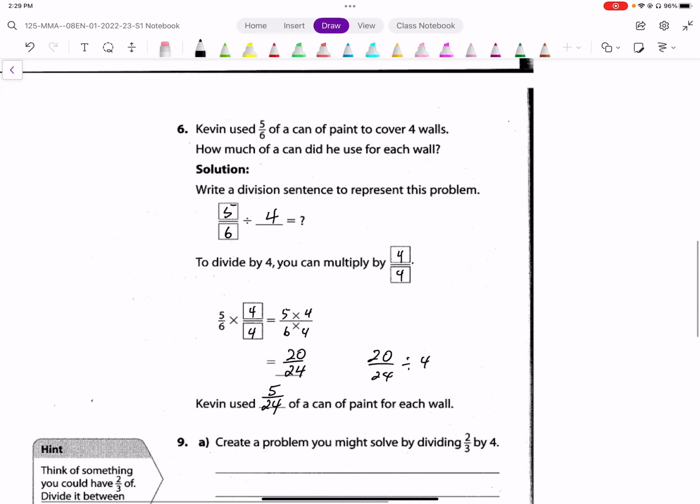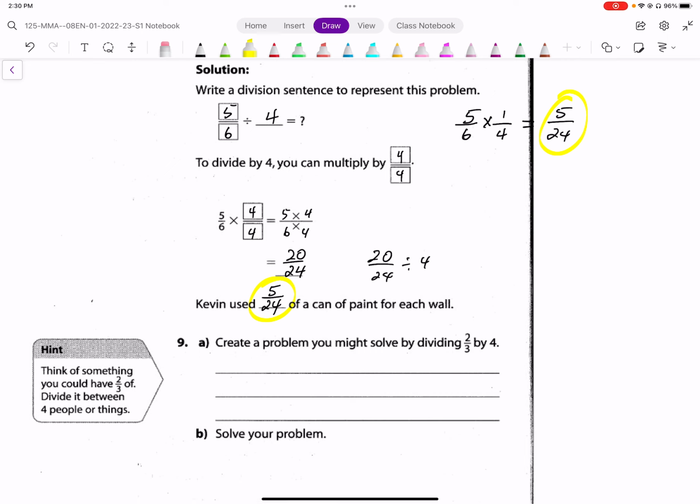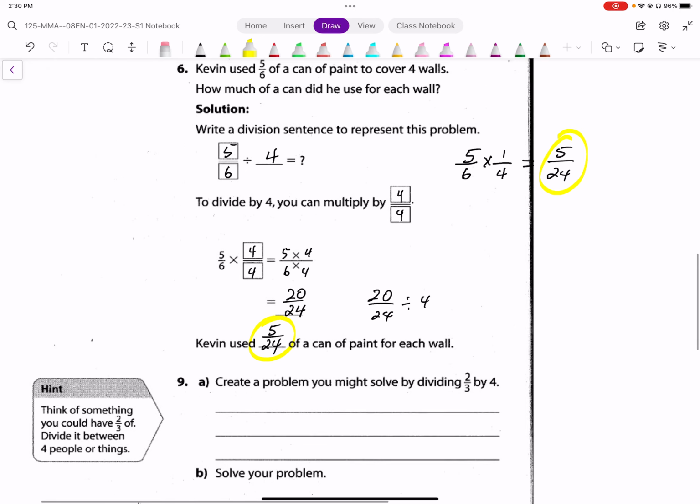Again, if I were to do this normally, it's going to be 5 over 6. Instead of divide, we're going to change it to times 1 over 4. And that gives us top times top, bottom times bottom. And again, notice that that answer matches the original answer. So come up with a problem for 2/3 divided by 4, and then I want you to solve that problem and show the steps.